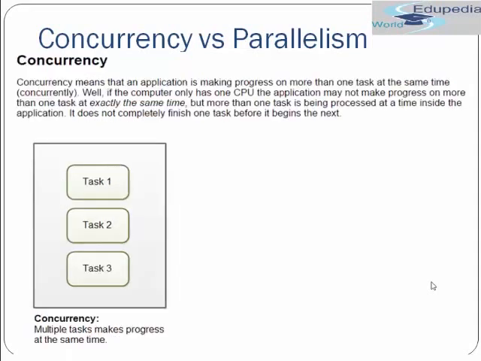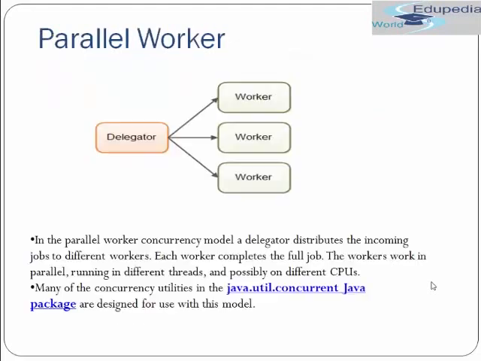Whereas when we talk about concurrency, that means we have one task or more than one task and we are making progress on all the tasks at the same time, by giving each a proper quantum of time. It doesn't mean that one task needs to finish completely. All can run simultaneously, but one task does not complete before it begins the next. Okay, now let's see some of the most important concurrency models.